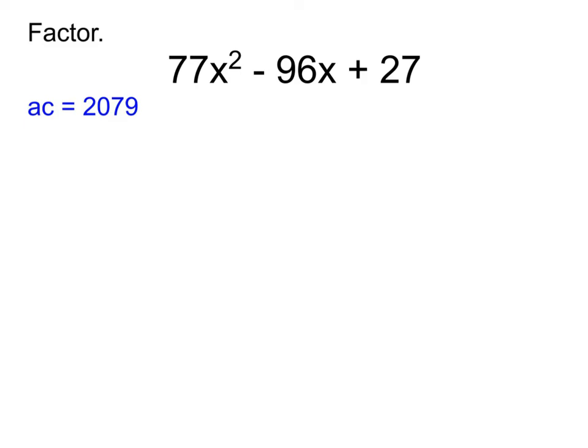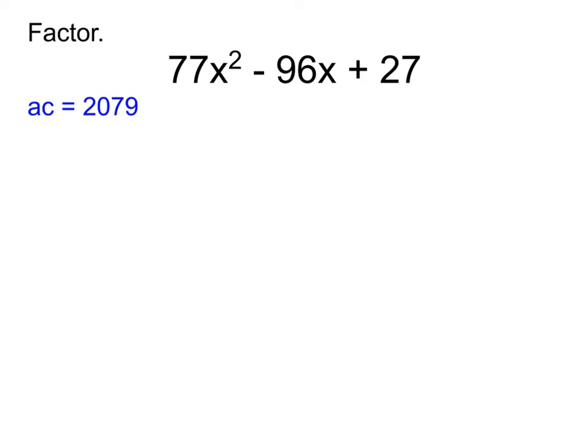Now, if you're multiplying to a positive, but adding to a negative, remember that tells us that both of our two numbers must be negatives. Because a negative times a negative is going to give us a positive, but the negative plus the negative will give us the negative in the middle.